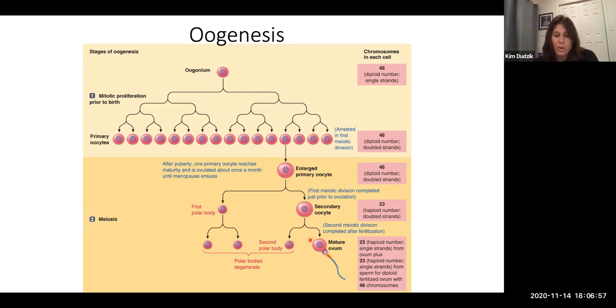And so the ovum that gets fertilized gets all of the cytoplasm and all the rich machinery needed for the maturation of the offspring. And the second polar body, again, just disintegrates. That one goes away. So from one primary oocyte, we end up with one mature ovum. And in contrast to males, with one primary spermatocyte, we ended up with 4 spermatids.